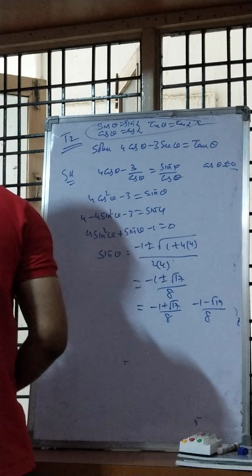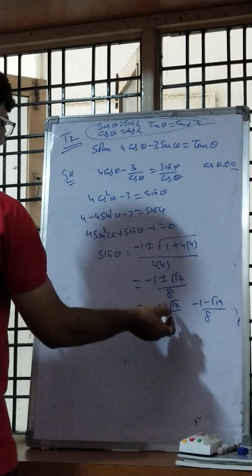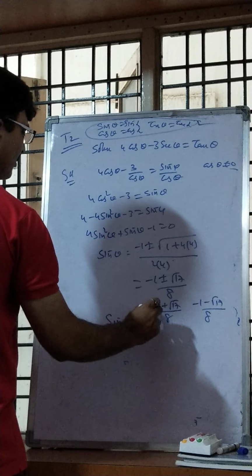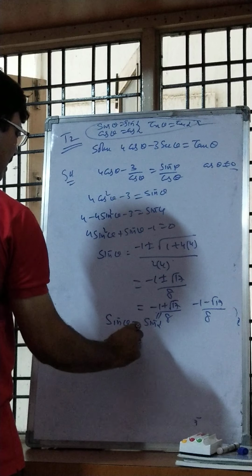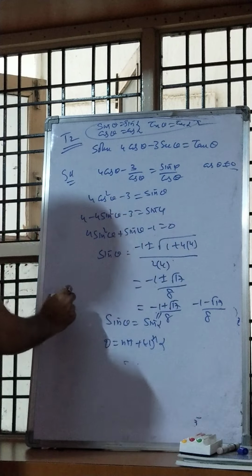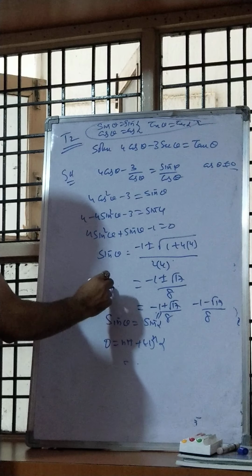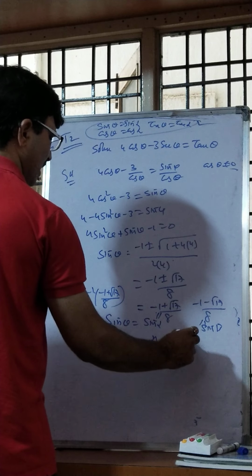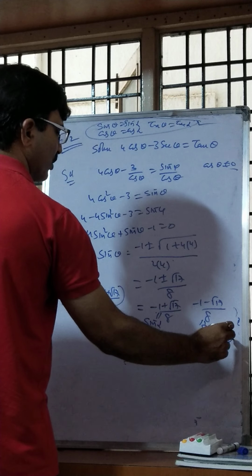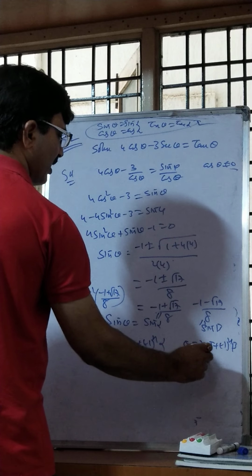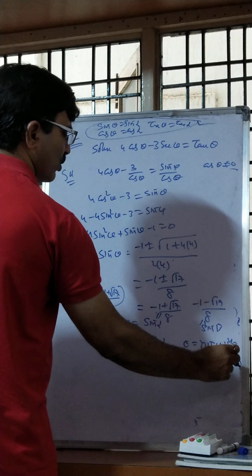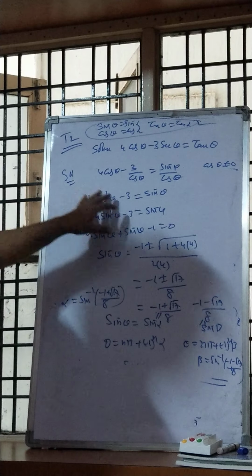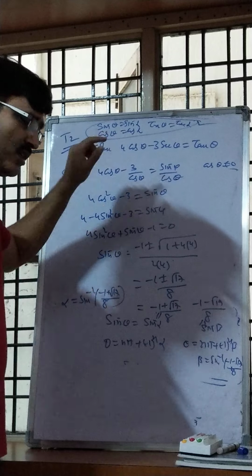Because we don't know the value of root 17, we say sin theta is equal to some sin alpha. So theta is equal to n pi plus minus 1 to the power n alpha. What is alpha? Alpha is equal to sin inverse of (minus 1 plus root 17) by 8. If you take the other as sin beta, the solution is theta equal to n pi plus minus 1 to the power n beta. What is beta? Sin inverse of (minus 1 minus root 17) by 8. Like this we can write. So this is one problem I solved by using the general solution.